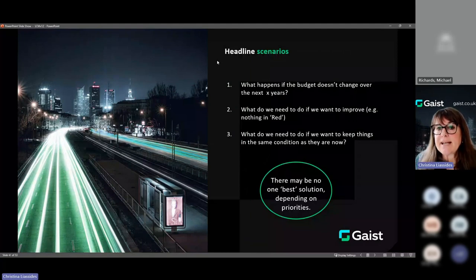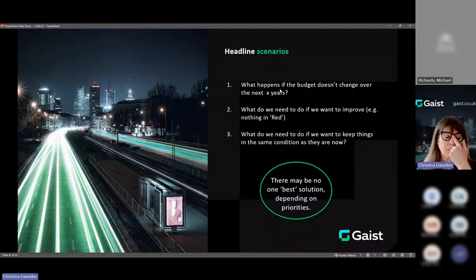Okay, I'm going to revisit the headline scenarios here, because obviously we've asked ourselves questions, and what we want to know is, well, what's the answer, or at least what's some of the answer to those questions. So revisiting some of the ones that I put up: the budget, the improvements, or the steady state. Those are the questions. We often get asked by customers, can you just tell me the best solution? Can you tell me just how much money I need?